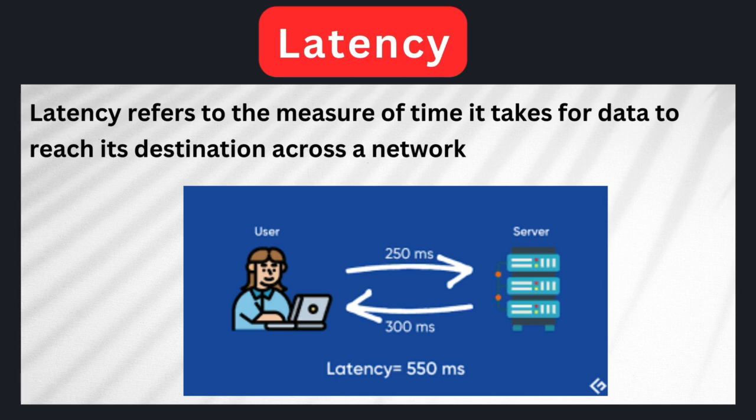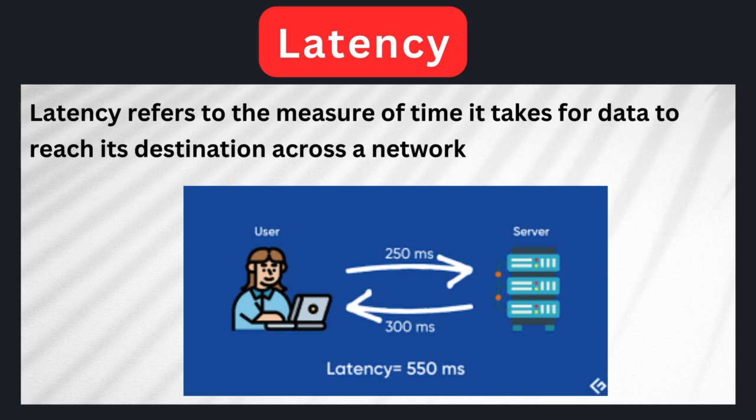The first metric, or KPI, that we learn is latency in a network. Latency refers to the measure of time it takes for data to reach its destination across the network. Please see the diagram. You usually measure network latency as a round trip delay in milliseconds, taking into account the time it takes for the data to get to its destination and then back again to its source.